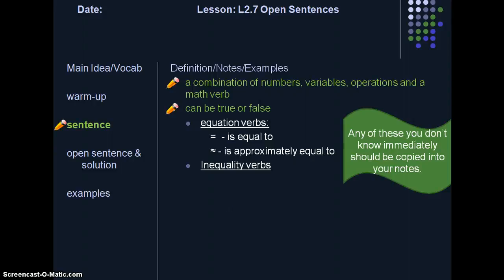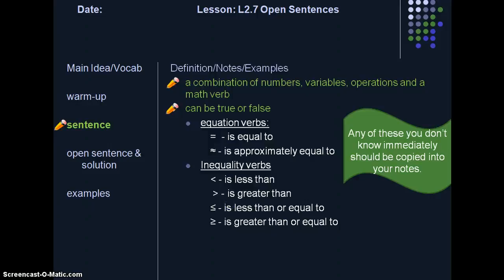We've got several inequality verbs. Is less than, is greater than, is less than or equal to, is greater than or equal to, and finally, my favorite of all, is not equal to. I think this is my favorite because it kind of reminds me of the Ghostbusters symbol, and I love the Ghostbusters.